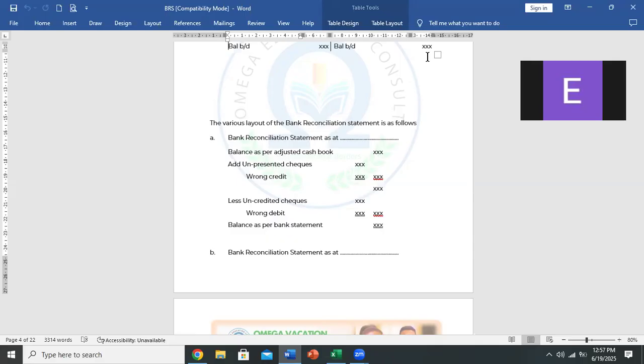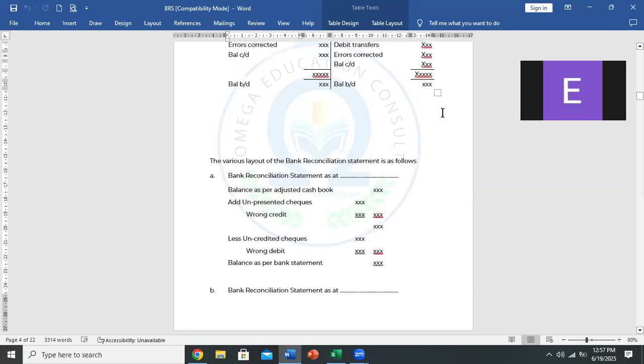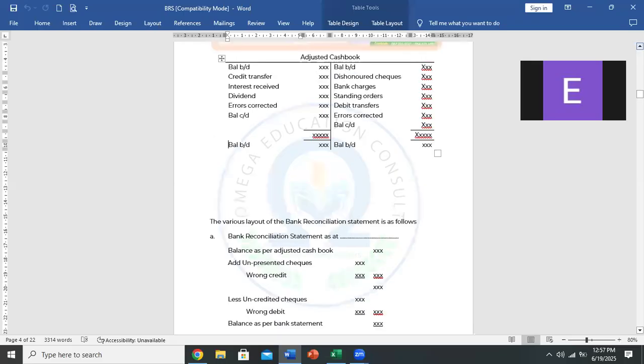Okay. So in this first illustration, or before the illustration, I think you need to appreciate that we said this is the format of the adjusted cash book. Okay. And in our last lesson, we explained how you adjust the items that we have mentioned.